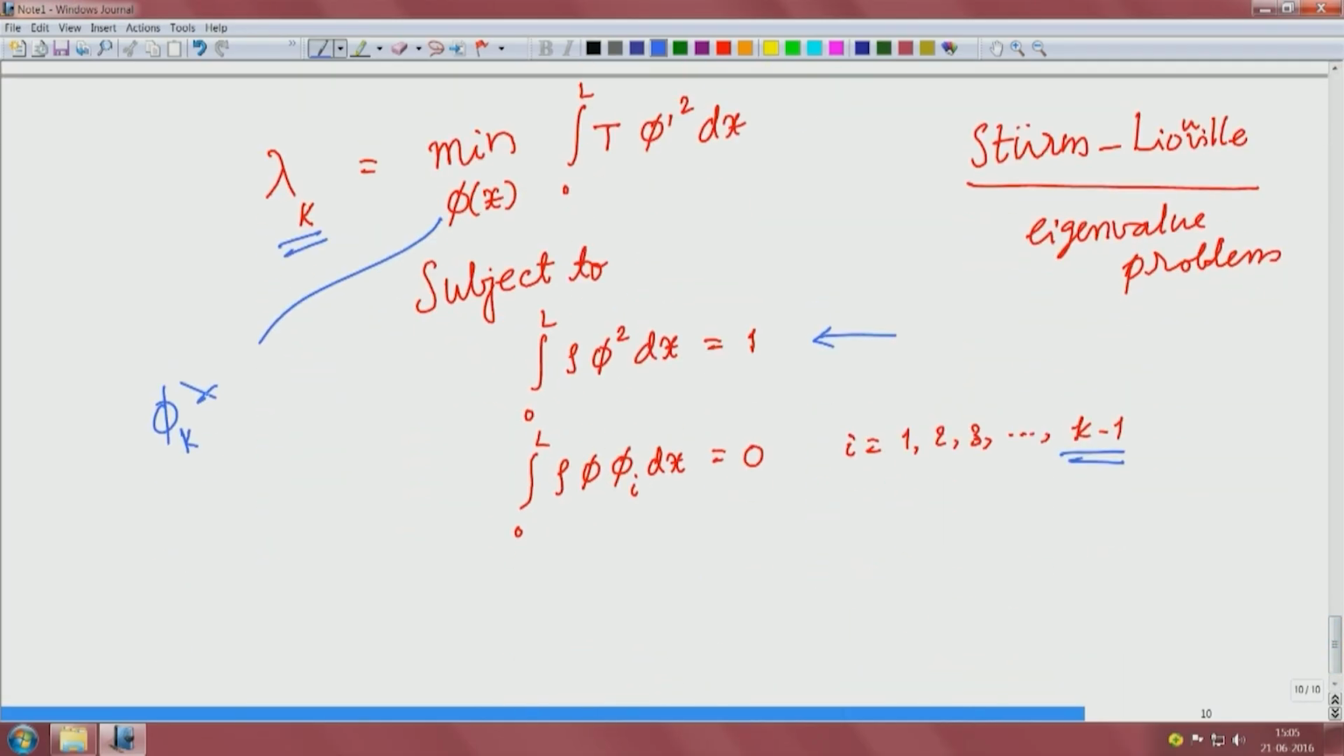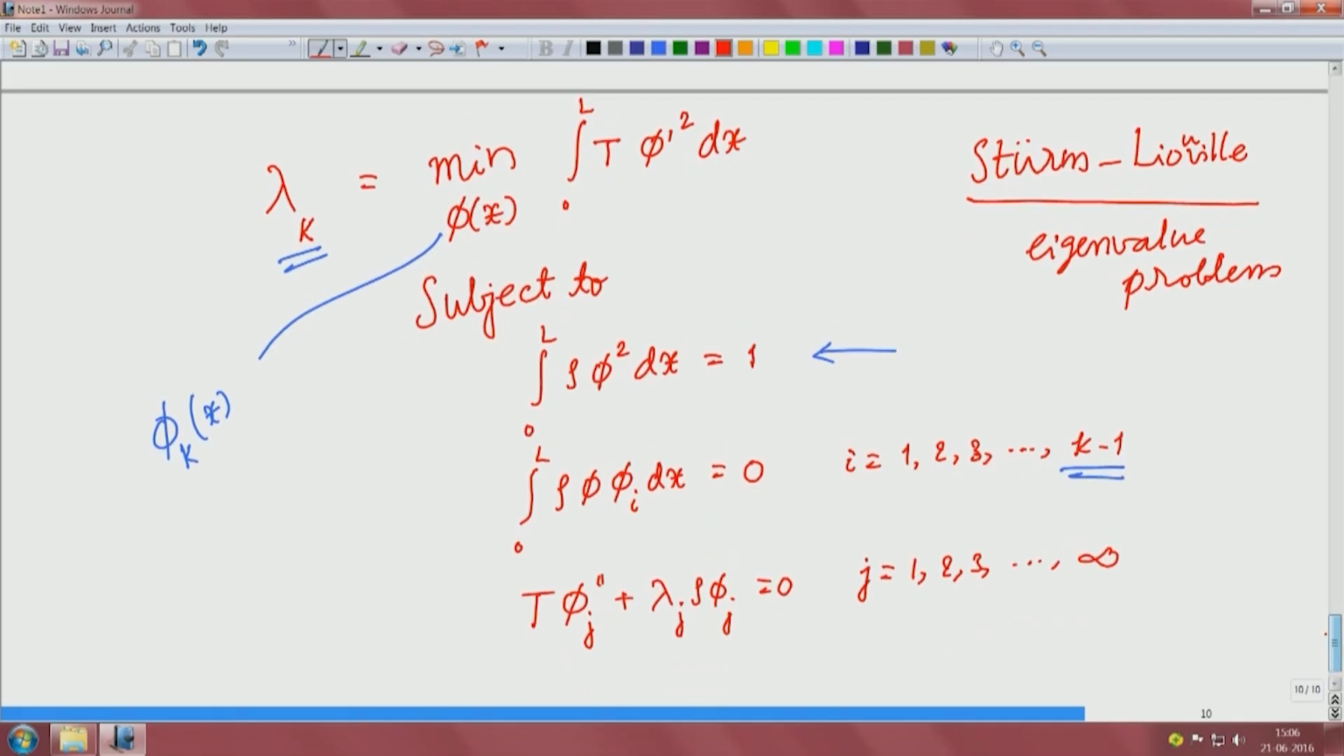Okay. That turns out to be phi k of x, right. So, there is one more condition we have to put, and that is our eigen thing itself. There is phi j double prime lambda j rho phi j equal to 1, j equal to 1, 2, 3, any number, infinity, right. We do not limit it. Okay. So, this whole thing is our theorem.